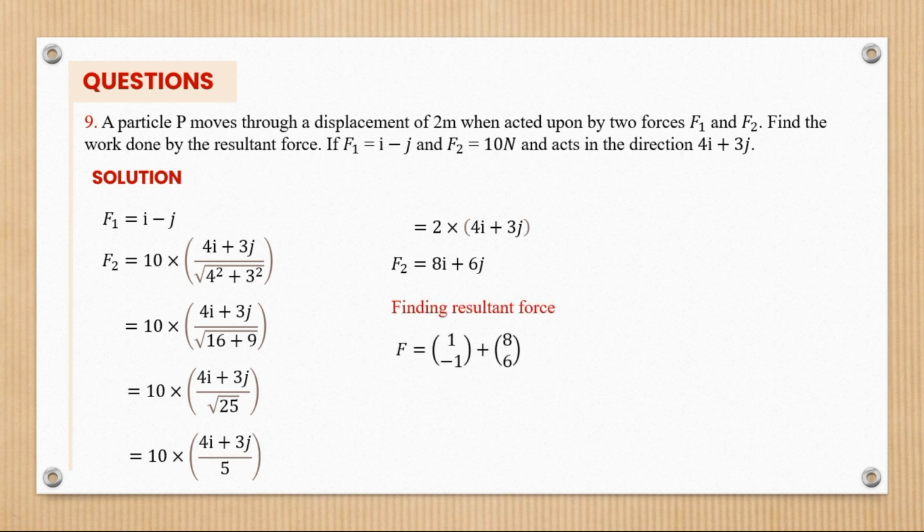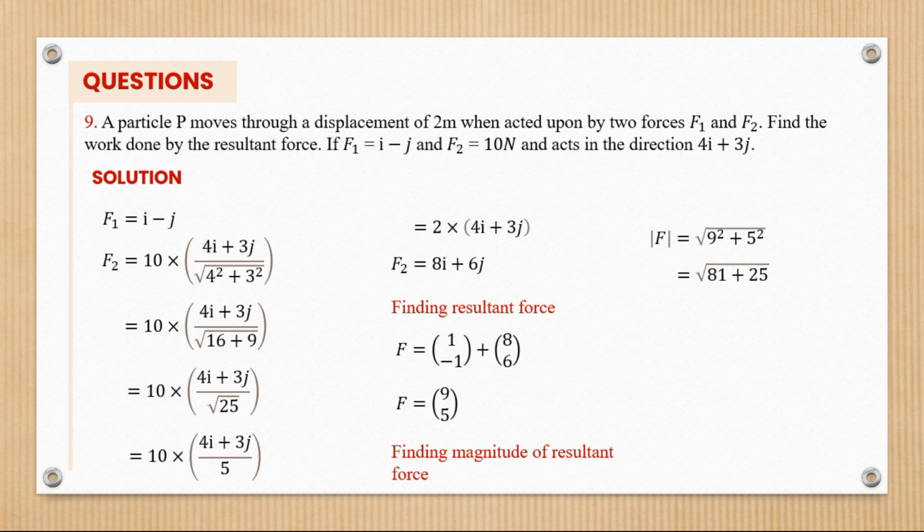So the resultant force F is (1, negative 1) plus (8, 6). So total those together and I'll have force (9, 5). So now I can find the magnitude of that resultant force as being equal to the square root of 9 squared plus 5 squared, of which I'll have root of 81 plus 25, which is equal to root of 106, and the answer shall be 10.3 newtons.